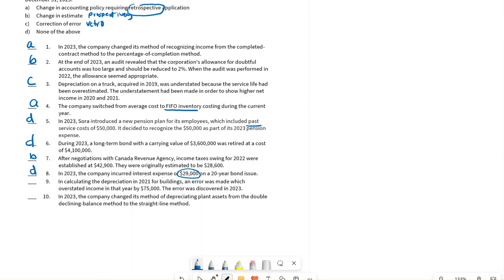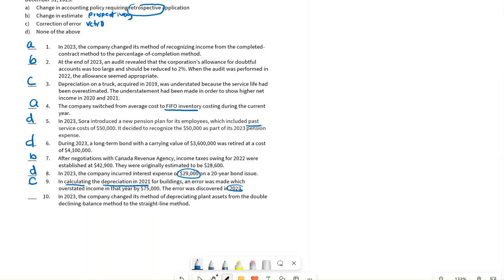It is my D. Now, what happens is when calculating the depreciation in 21 for the building, an error was made which overstated the net income. The error was discovered in 23. So if it is a correction of an error, we need to do a prior period adjustment, and that will be your C.